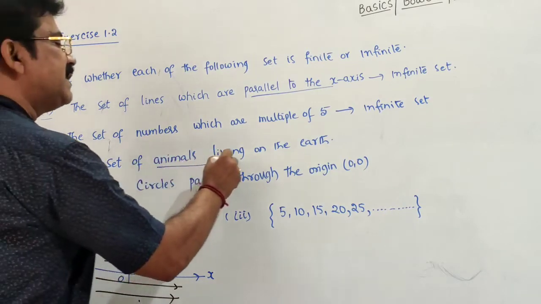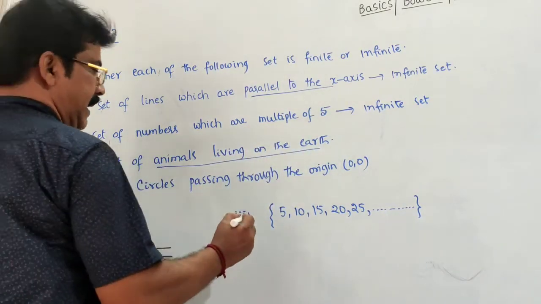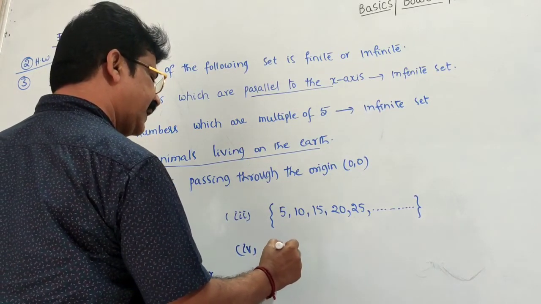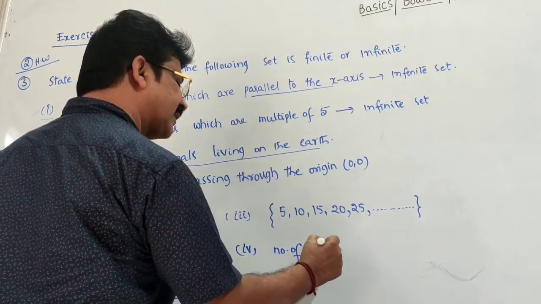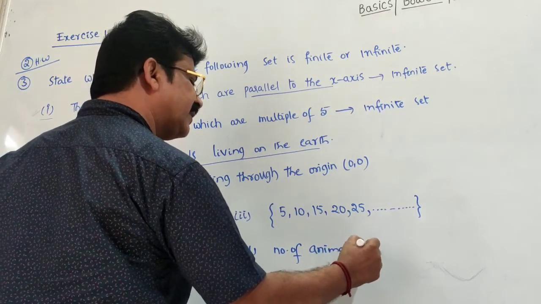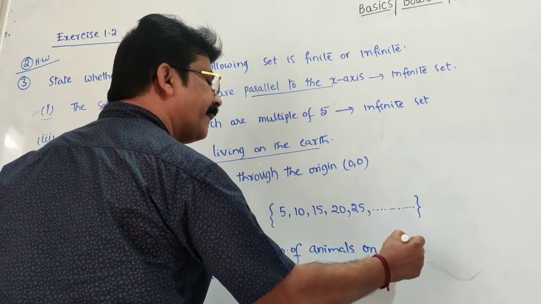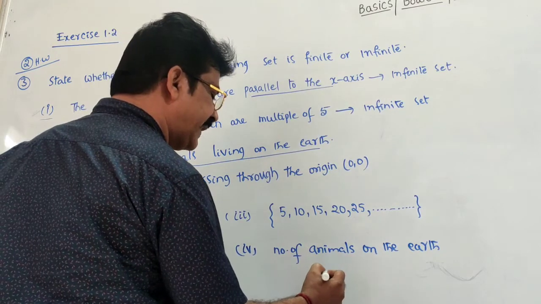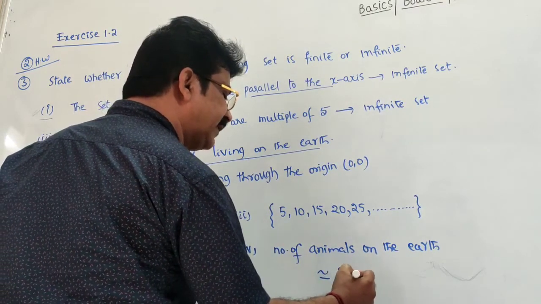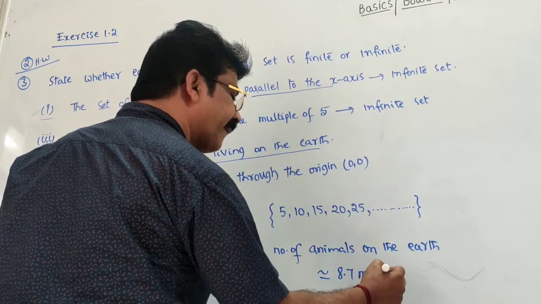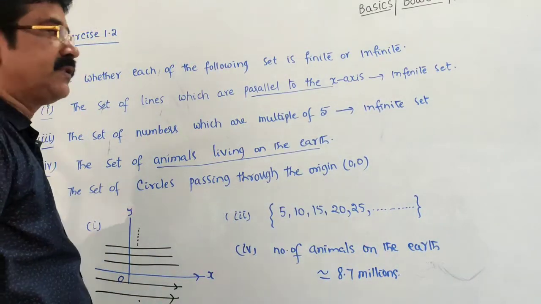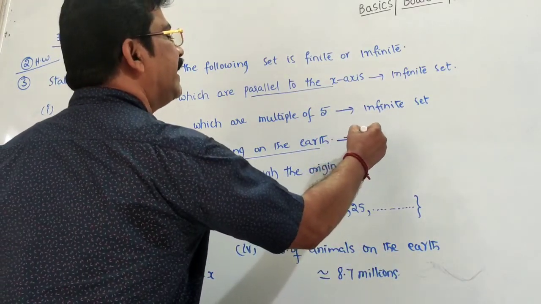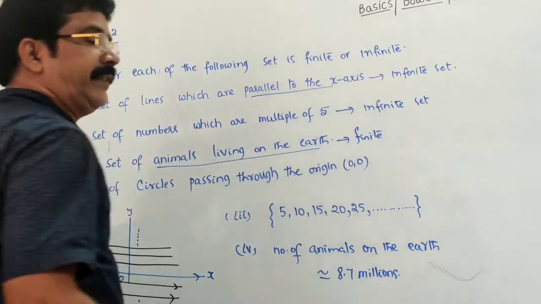Next, question number 4. The set of animals living on the earth. The number of animals on the earth is approximately equal to 8.7 millions. So therefore, it is a finite set. 8.7 millions is a finite number. Therefore, it is a finite set.